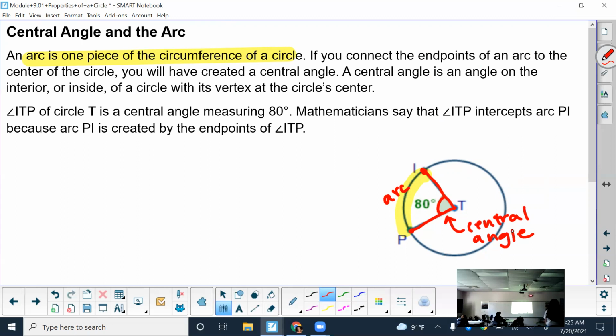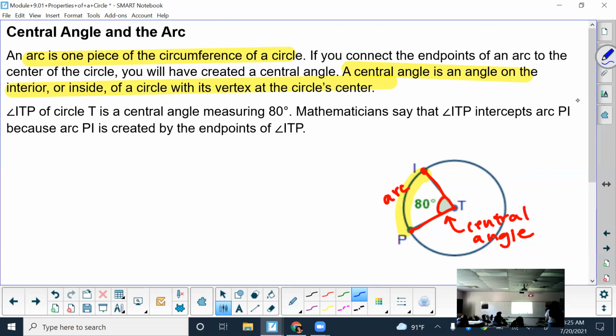A central angle is an angle on the interior or inside of the circle where the vertex is at the center. Right, so if it's not at the center, it's not a central angle. Right here, you can see that the central angle is labeled as 80.